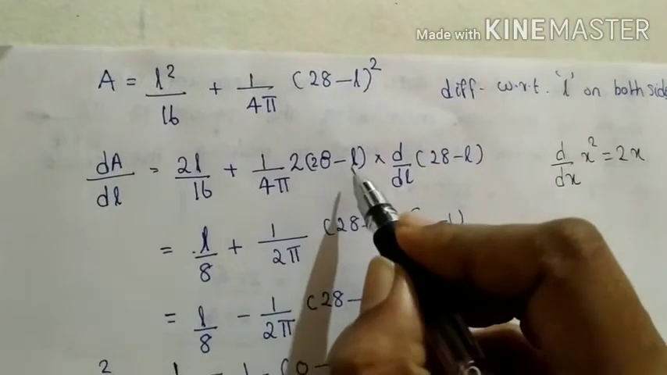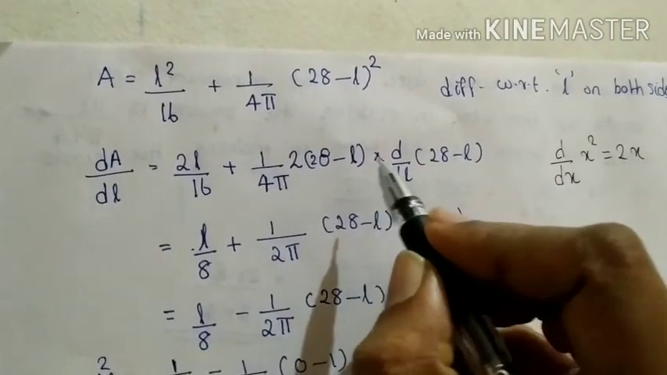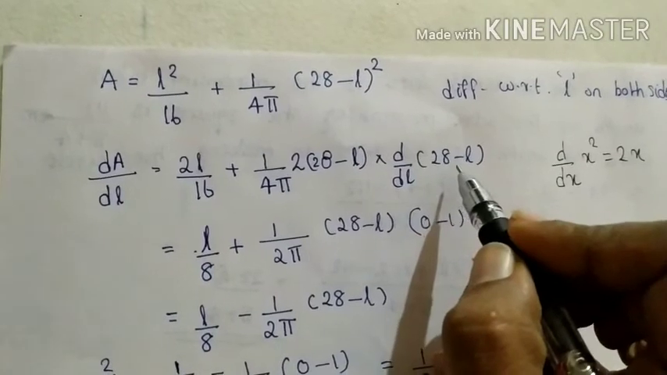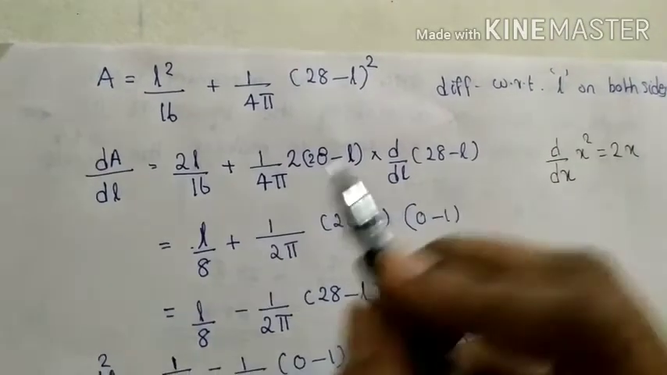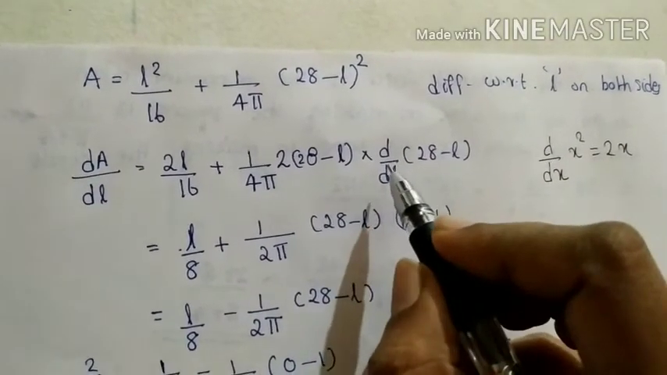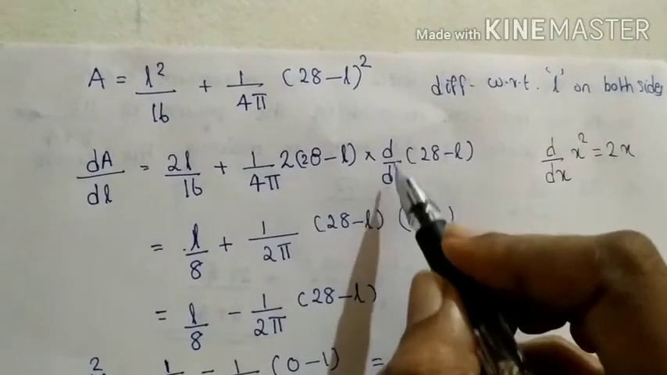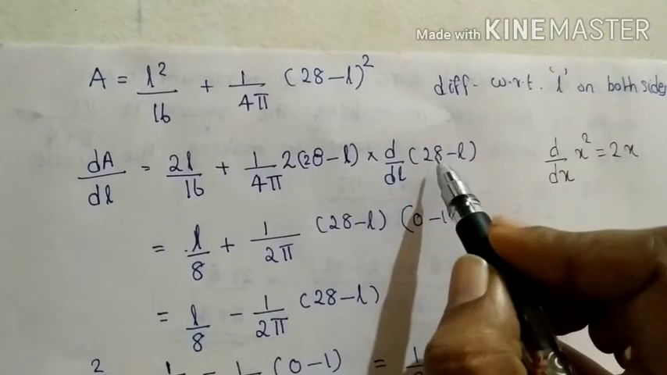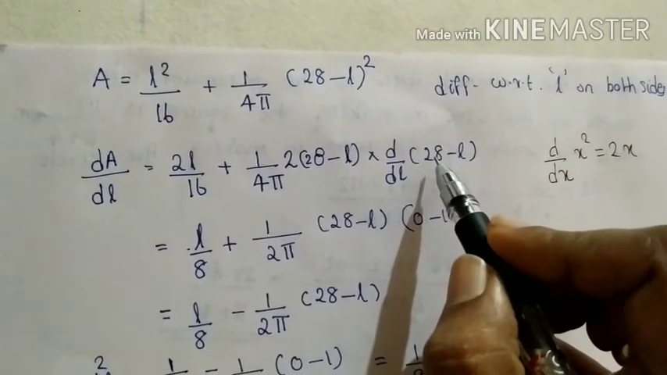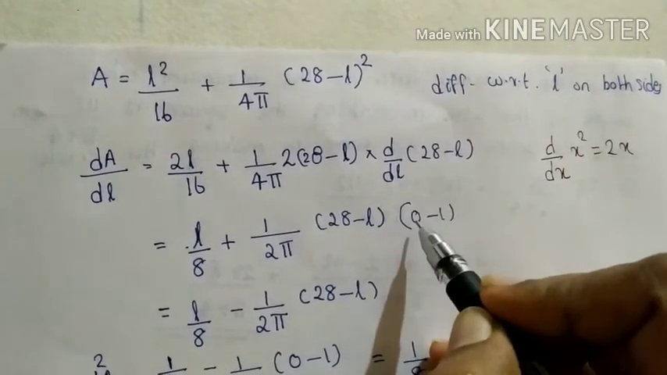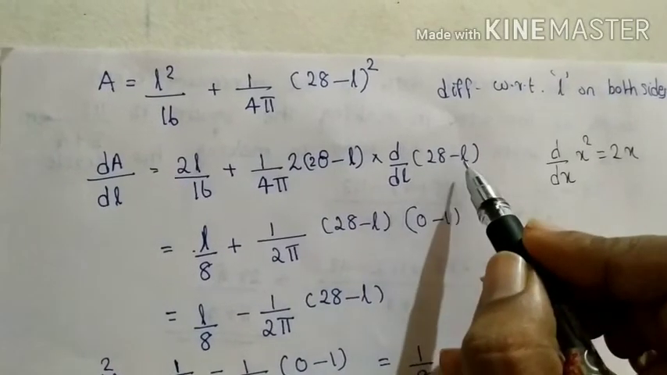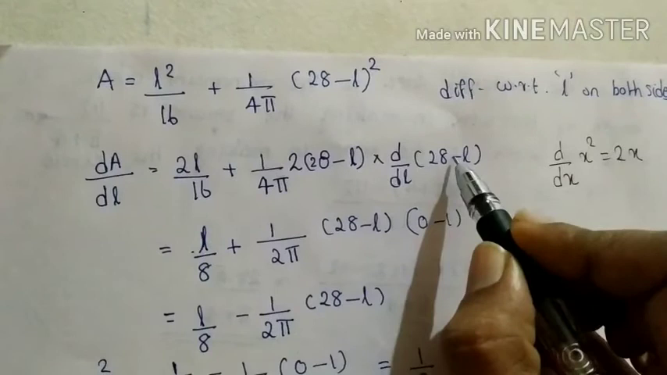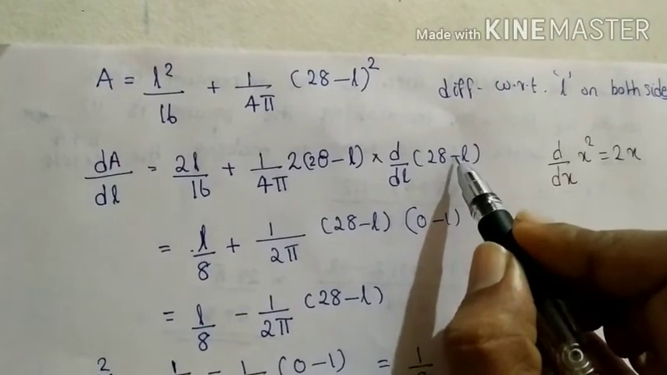Here 28 minus L is another function, so we need to find the derivative of 28 minus L using the chain rule. The derivative of 28 minus L is the derivative of 28, and 28 is a constant, and we know that the derivative of a constant is equal to 0, and the derivative of L is 1. So don't forget to write this minus.